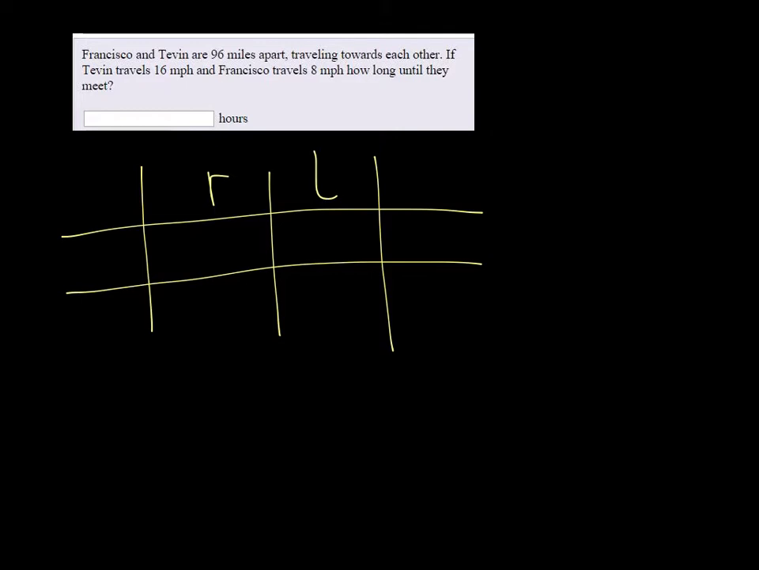So we know that R times T equals D. That part you need to remember. And we have Francisco and Tevin. So Francisco is going eight miles per hour and Tevin 16.